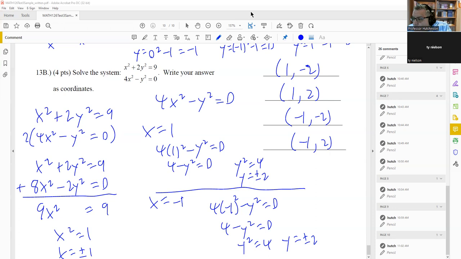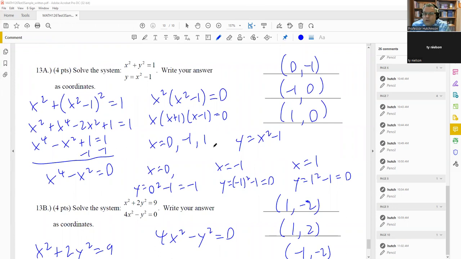Okay, so yeah, let me go back up to 13. Here's 13A again for you so you can see that. And so yeah, this one again, like I said, if you're going to do this one by substitution, that is in the answer key. And so you are able to do that either way for this particular one. So you can do either one for number 13.